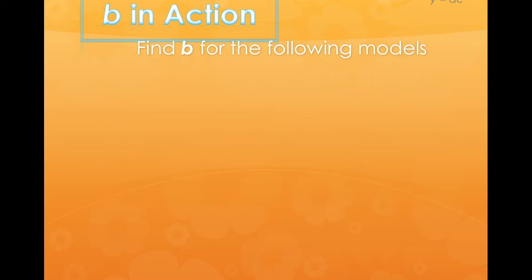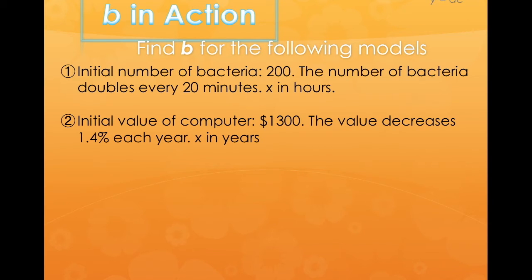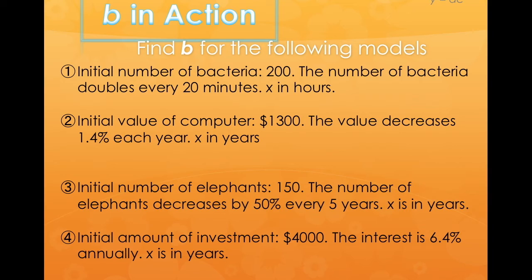Here are some more questions to help you test yourself on finding B. Initial number of bacteria is 200. The number of bacteria doubles every 20 minutes. Your x is in hours. Find B. Initial value of a computer is $1,300. The value decreases 1.4% each year. Your x is in years. Find B, and if you want, find the function rule. Initial number of elephants is 150, and the number of elephants decreases 50% every 5 years. X is in years. Find B. And the initial amount of investment is $4,000. Your interest is 6.4% annually, and your x is again in years. Find B.